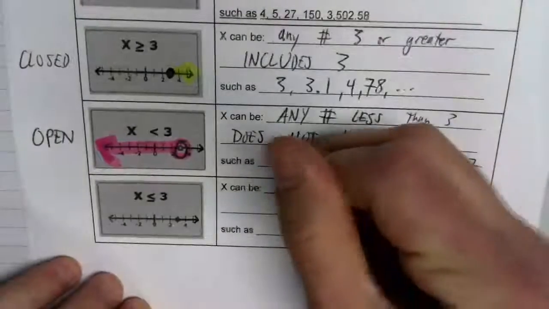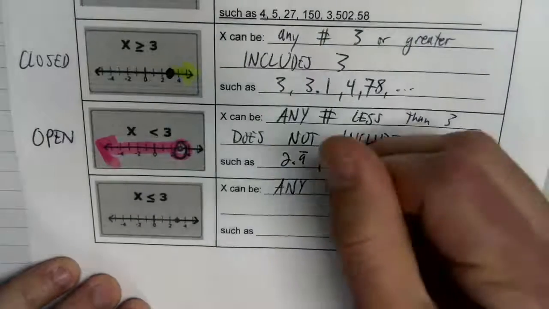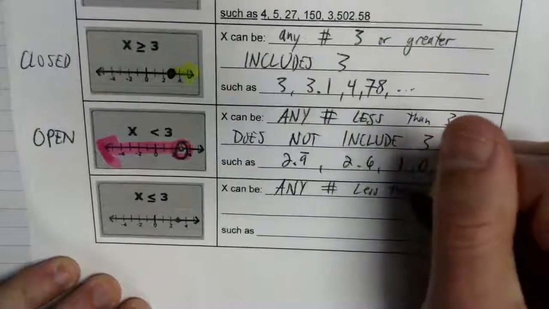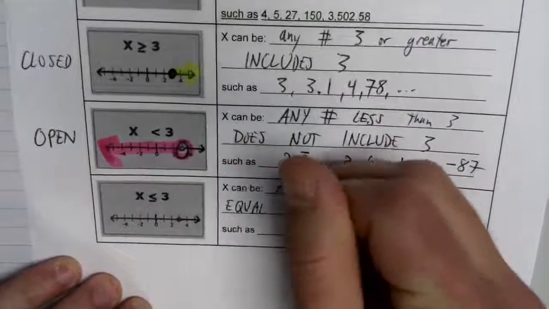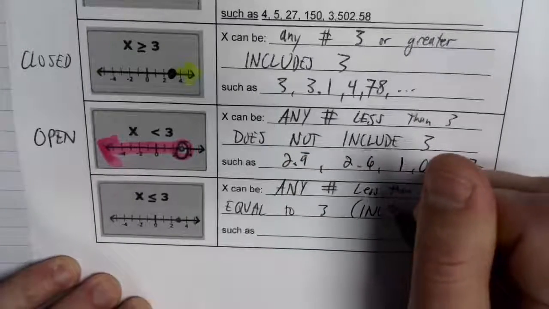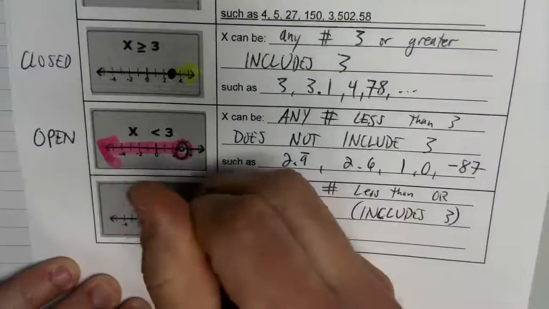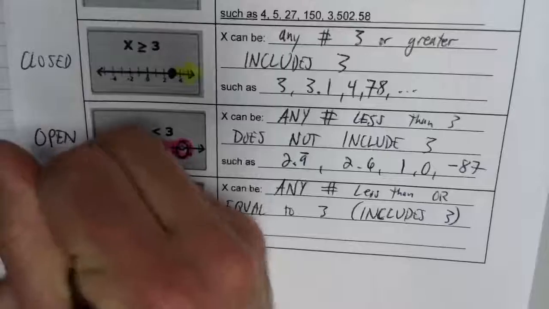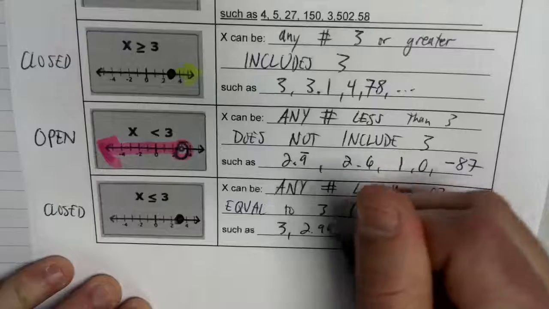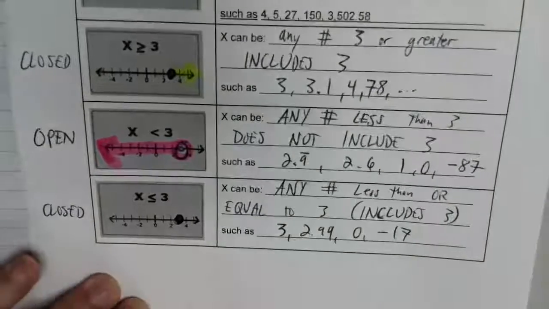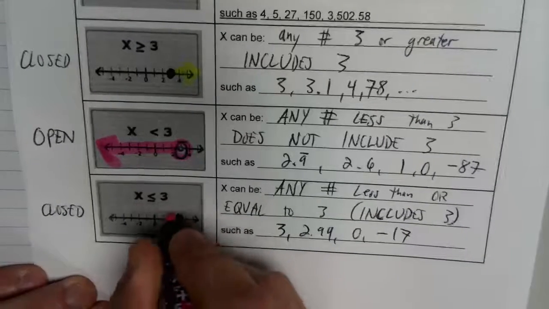Last one. X is less than or equal to 3. Any number less than or equal. So I want to make sure just to keep the same language. It includes 3. So it's going to be closed. So 3, 2.99, 0, negative 17. Again, anything that is to the left of the 3. So we're going to shade to the left here.